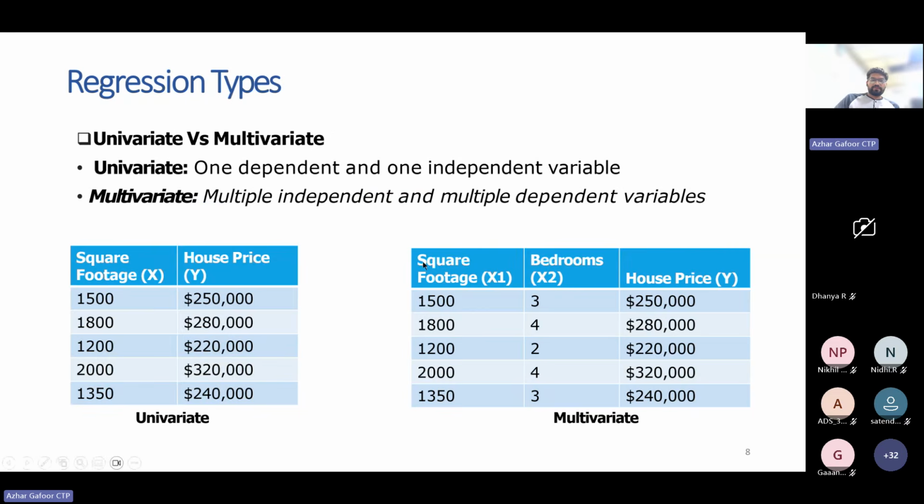So let's say there are two types of regression problem: one is univariate and another one is multivariate. Univariate problems have only one dependent and one independent variable. Let's say when we are talking about house prices, we consider only the area of the house. Only the square footage is the criterion deciding how the houses will be priced. In that case it is called a univariate problem.